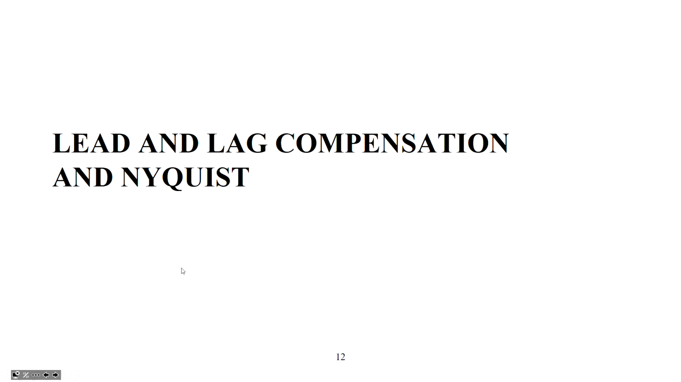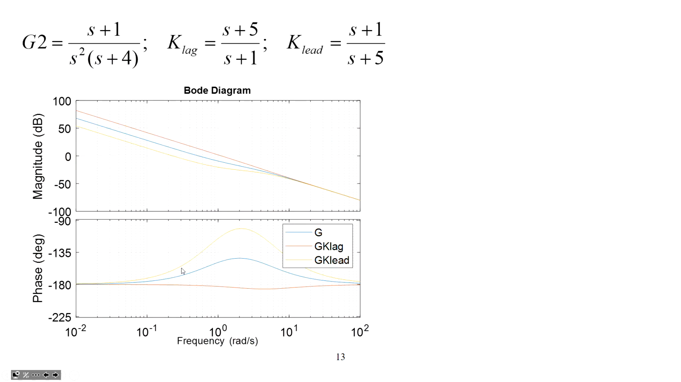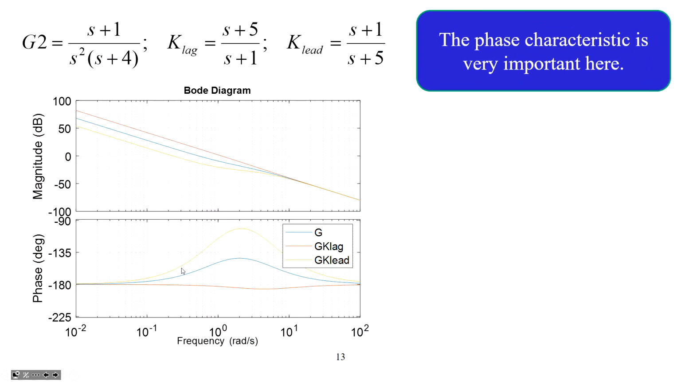So what next? Lead and lag compensation. We've shown how you can sketch Nyquist very, very quickly, and you might be thinking, okay, I can do these sketches. What's the point? So let's have a look at this example here, and what we're going to try and do is point out the real significance, and we're going to look at the phase characteristic. I've got a system G, there it is, and I'm going to look at how the Nyquist diagram changes if I have a lag compensator or a lead compensator.